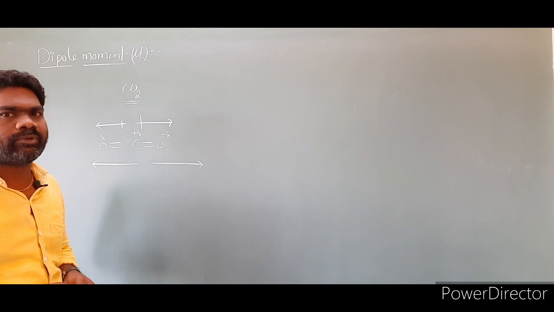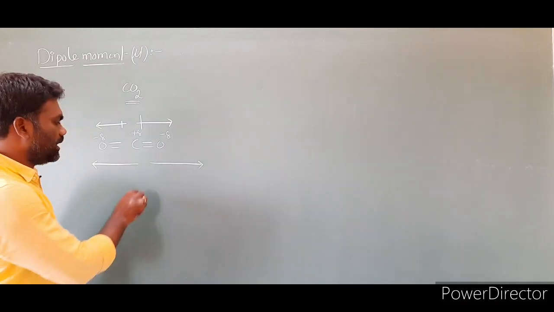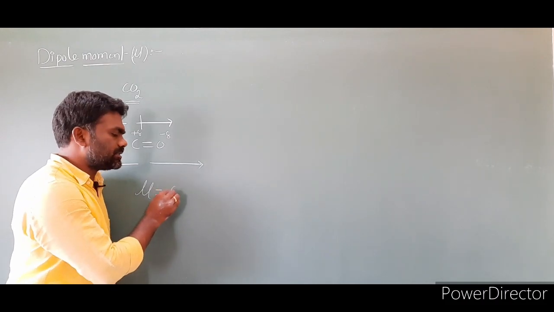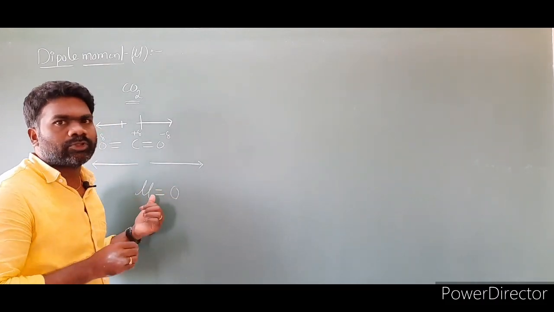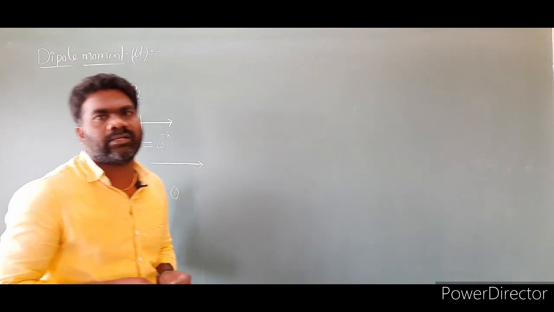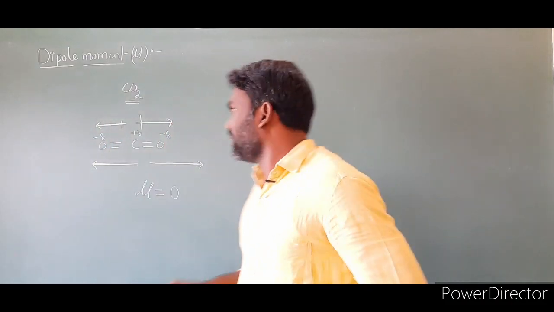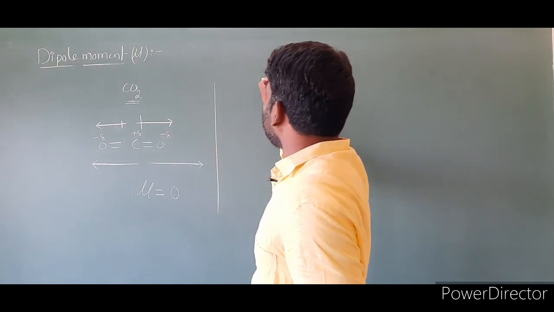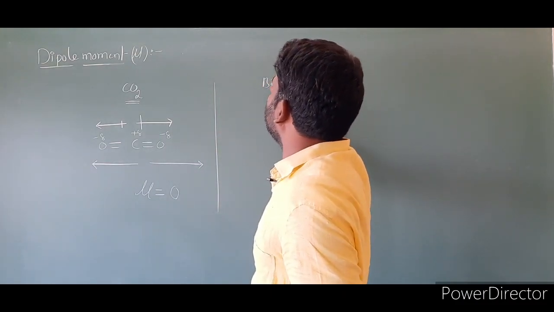When the bond dipoles are opposite to each other, is the dipole moment equal to 0 or not equal to 0? It is 0, because both bond dipoles are opposite to each other. The net dipole moment is 0. Then, coming to another example, I am taking a BF3 molecule.